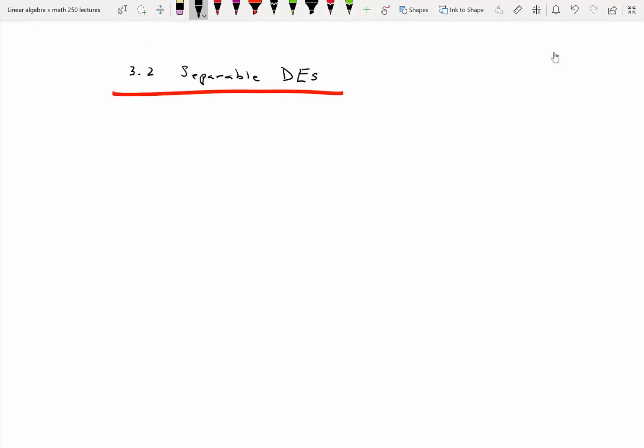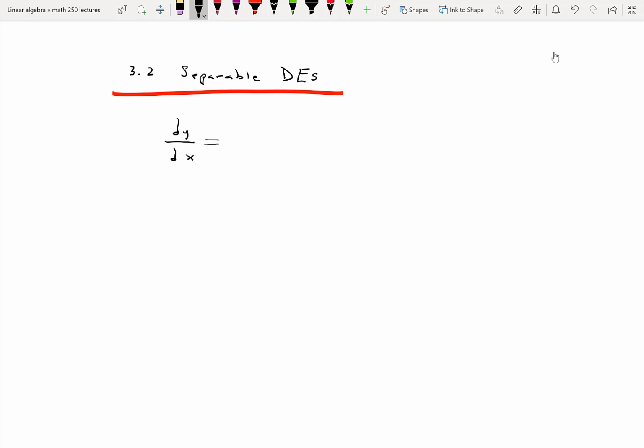Okay, so let's go ahead and consider separable differential equations. If your first-order differential equation, and again, this particular section is for solving first-order differential equations or initial value problems involving first-order differential equations.